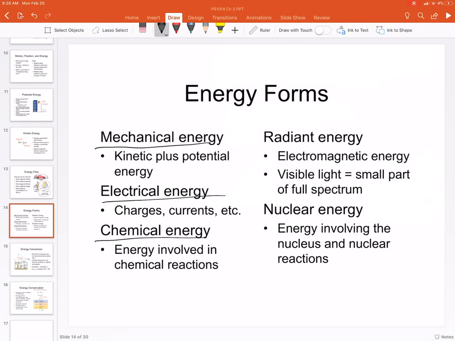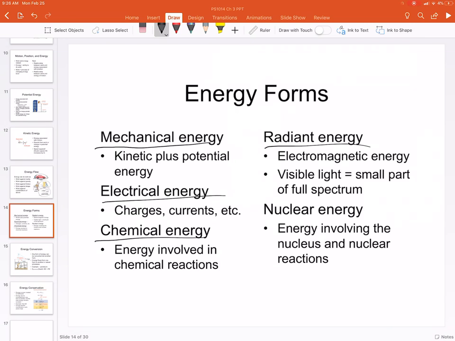Chemical energy, that's going to involve chemical reactions. If you take a beaker and you mix some baking soda and some vinegar together, it's going to bubble up, and also it might even start to get a little bit warm. That's chemical energy.